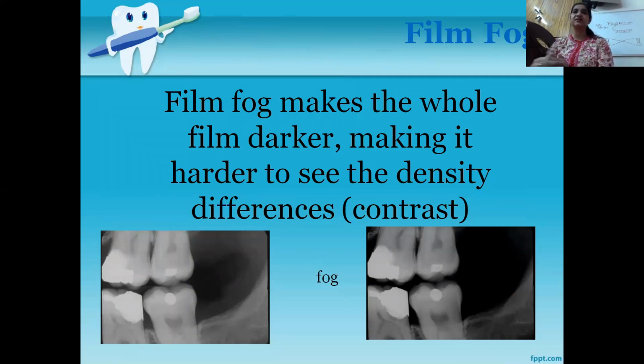So we should not incorporate film fog, and we should avoid all the things that cause film fog, especially the scattered radiation. Your beam alignment, horizontal and vertical direction, should be appropriate, and your exposure parameters should be adjusted according to your subject. Then the film should be recent and it should not be expired. And then proper safe lighting you should use, and then develop the film.